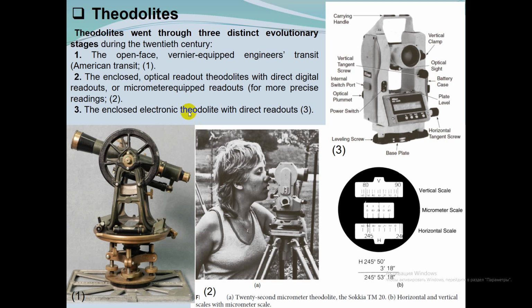And let's talk about theodolites. Theodolites, also called transits, are survey instruments designed to measure horizontal and vertical angles precisely. In addition to measuring horizontal and vertical angles, theodolites can also be used to mark out straight and curved lines in the field.